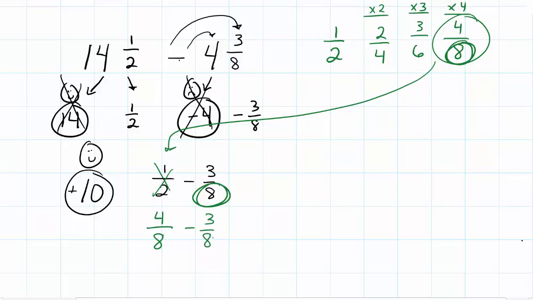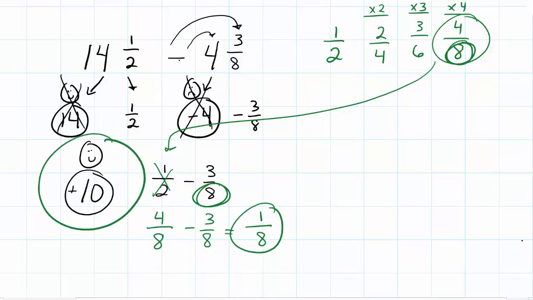4/8 minus 3/8, that's way easier to get an answer. If I have 4 pieces out of 8, but I take away 3 of them, I'm going to have 1 piece out of 8 that I need. And so that's the other portion to our answer. We had 10 wholes after we subtracted 4 from 14, and after we subtracted 3/8 from 1/2, or what we called now 4/8, I ended up with 1/8.